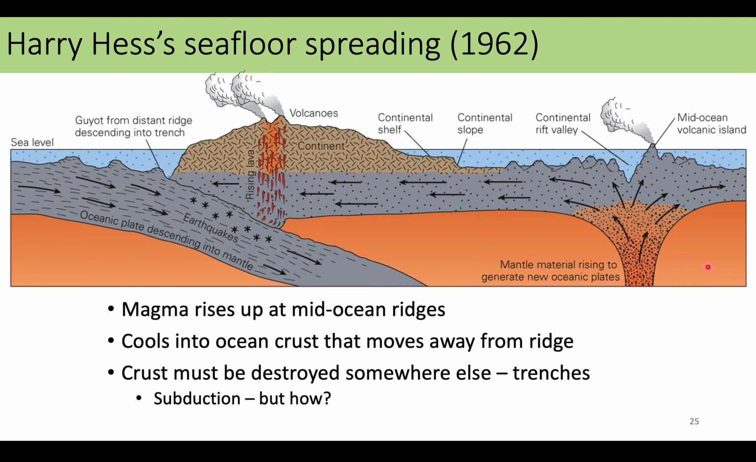But what he couldn't understand or couldn't explain was if we're constantly creating new crust, we must also somewhere be destroying crust, or else the surface area of the Earth would just be increasing. So there must be somewhere that we are destroying crust, but he couldn't quite figure out how that was happening. So he assumed that somehow there was a type of subduction, which meant that the crust was then poking back into the mantle, being destroyed, but he couldn't figure out how or why that was happening.